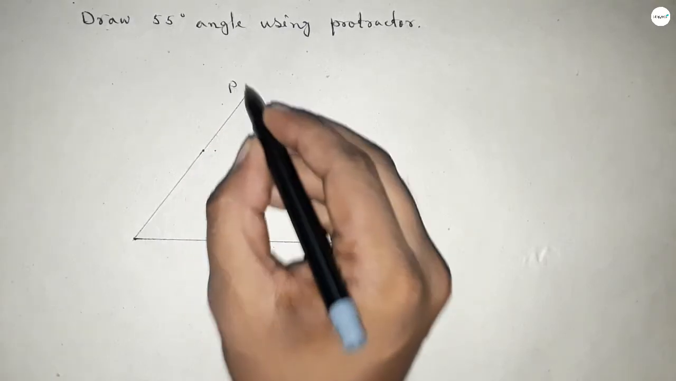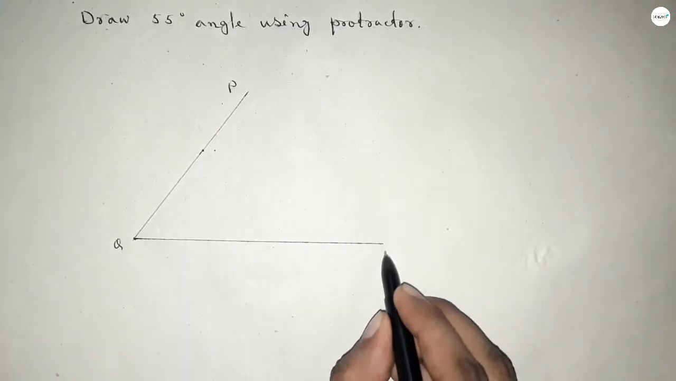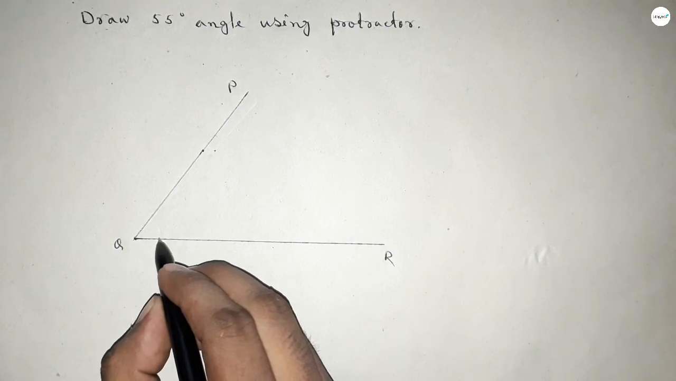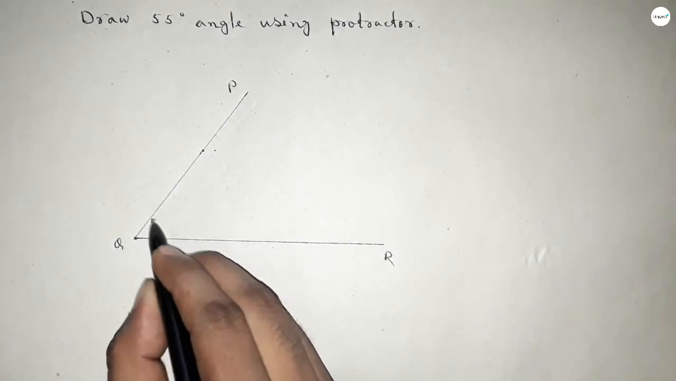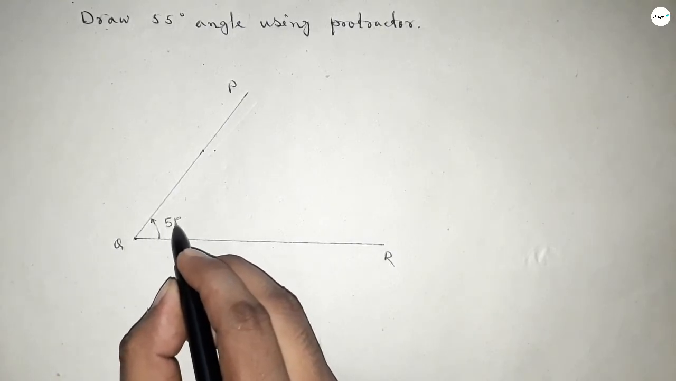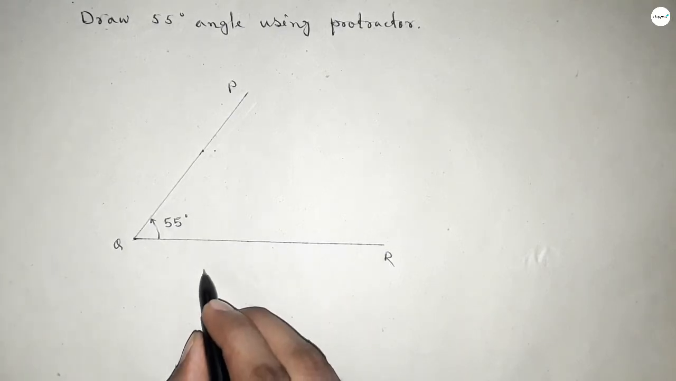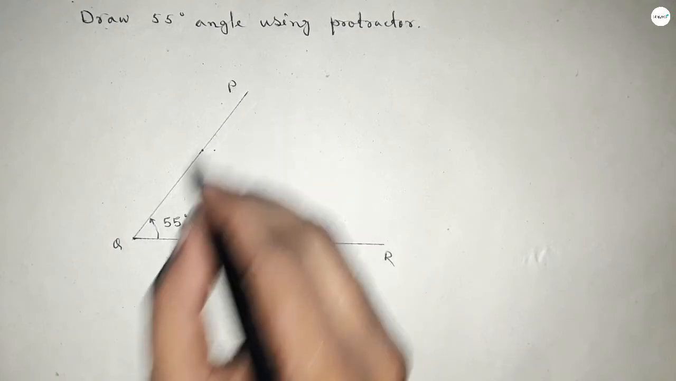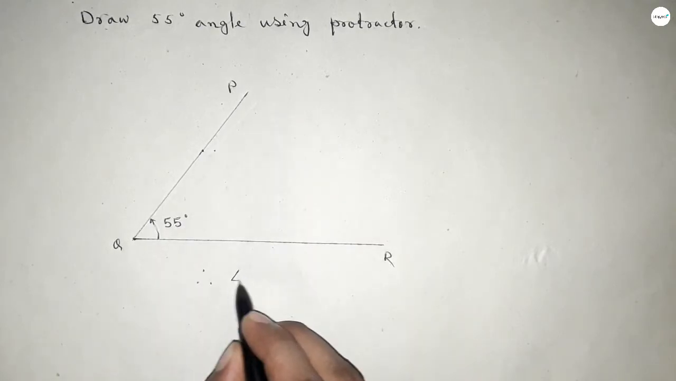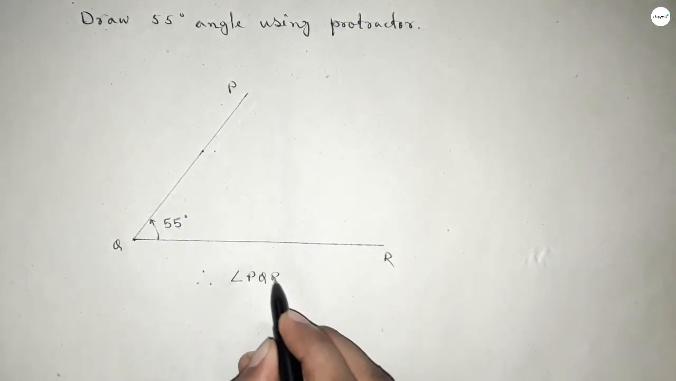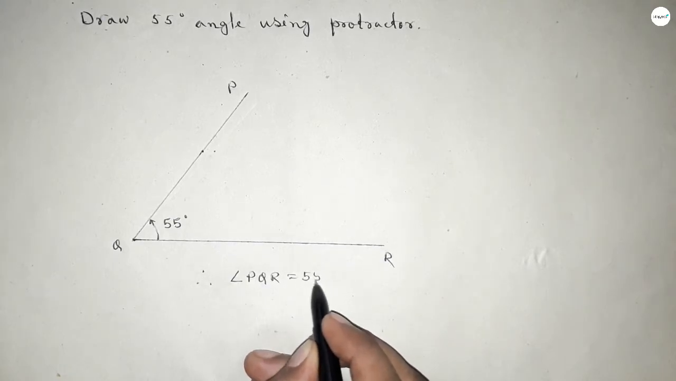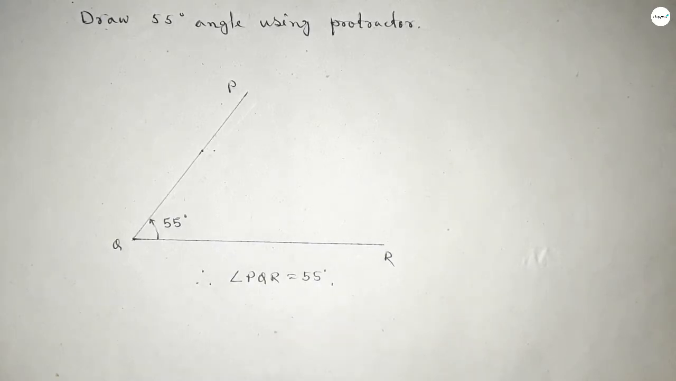Now this is P, Q and R. So angle PQR is 55 degrees. So therefore angle PQR equal to 55 degrees.